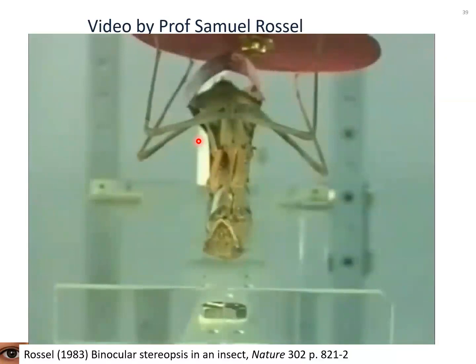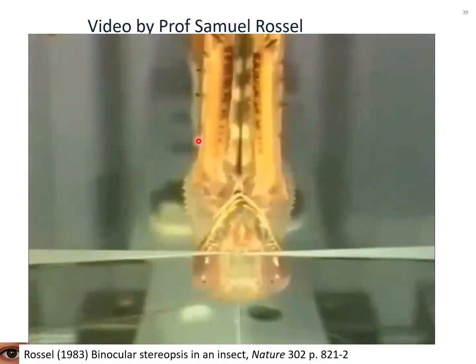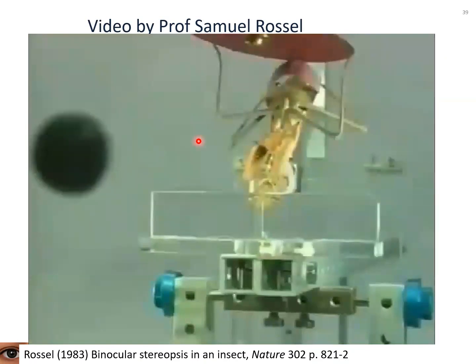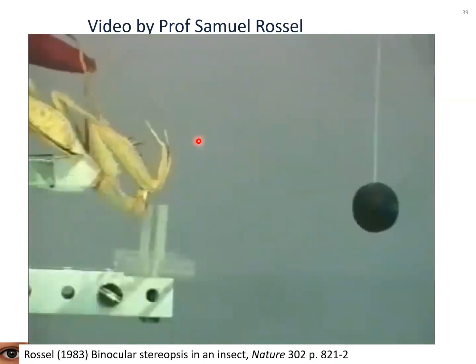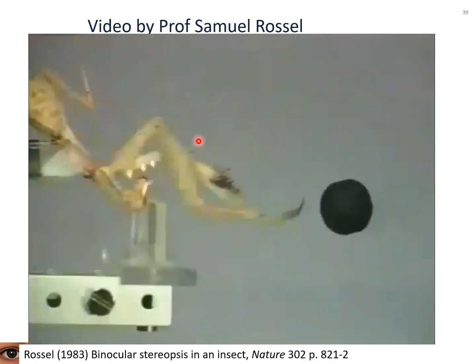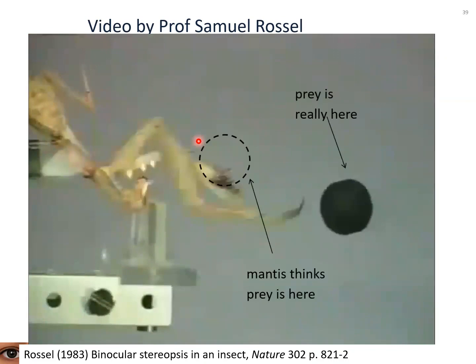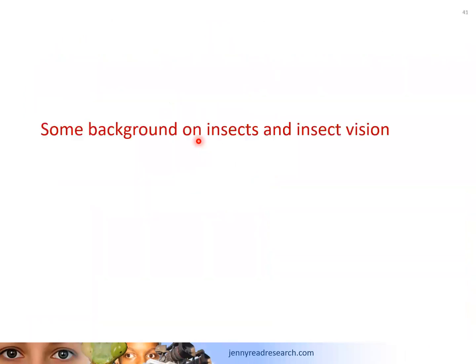And Russell was kind enough to share with me this video of one of his experiments. The mantis is upside down, that's how they like to be. They hang out in their cages upside down, and he's tantalising it with this prey-like object. And you can see that viewing it through the prisms, it's striking, even though it can't actually reach the prey. So, unlike humans, it seems that mantis stereovision does do range finding.